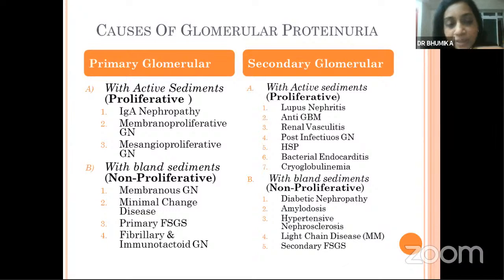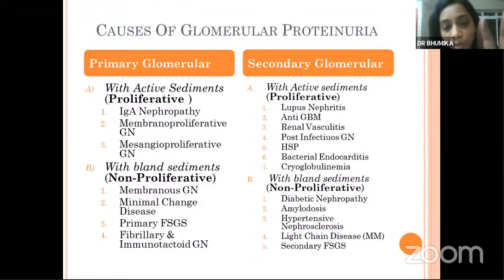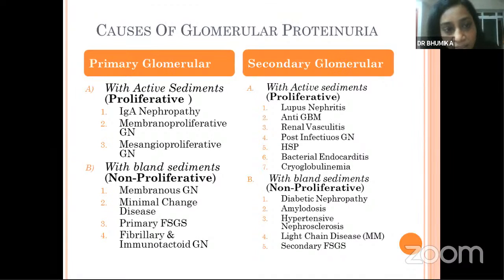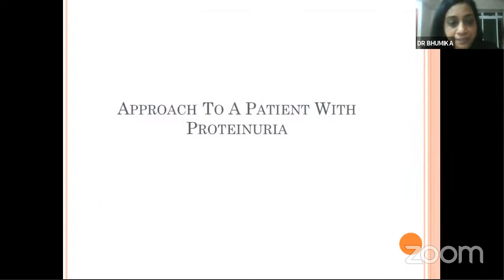So these are basically all the conditions that occur secondary to proteinuria, and the biopsy is what gives us the whole idea about what exactly the patient has, and this is how we treat the patient as to which particular condition the patient has.